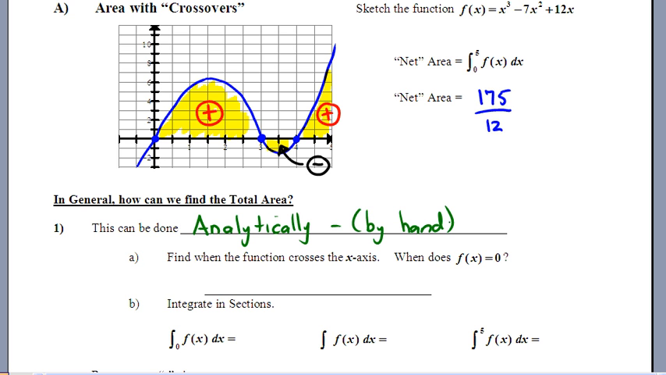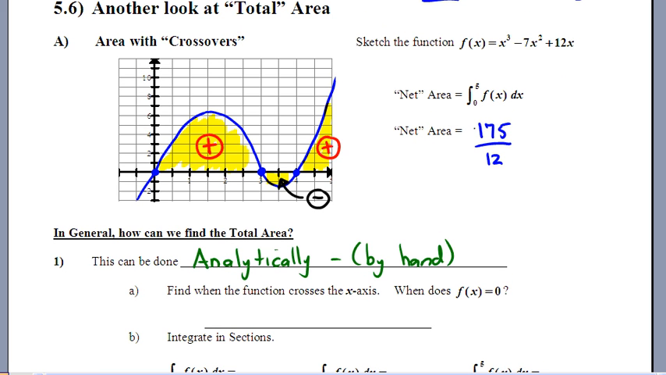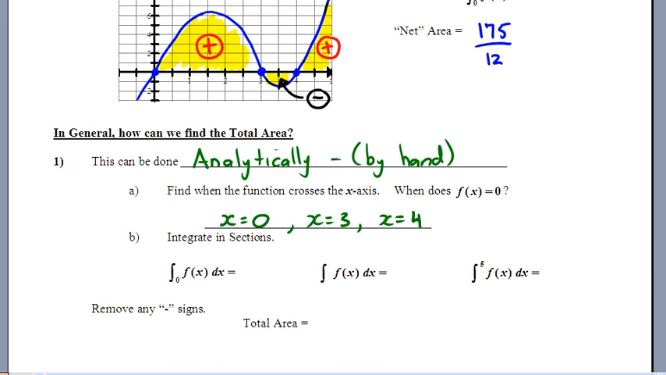First thing you'd have to do is figure out, well, where does this function actually cross the x-axis? You would have to go back up to this equation and say, okay, y is equal to 0, and then solve that equation. That could take you some time. Now, in this picture, I can see that the answer is x is equal to 0, x is equal to 3, and x is equal to 4. You can get pretty quick on this one just by factoring an x out. Then you'd have a quadratic to solve from there. So it's doable, but it might take you 2 or 3 minutes to find those crossover points.